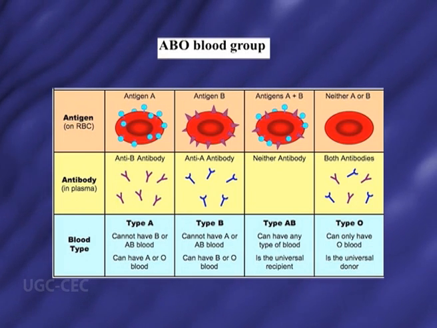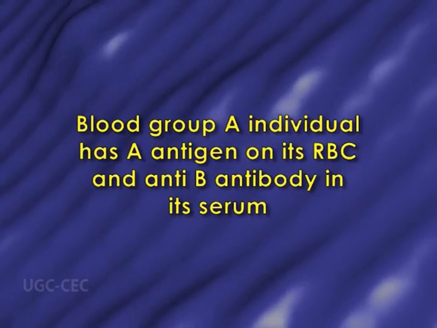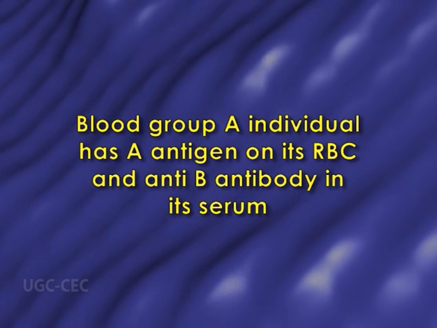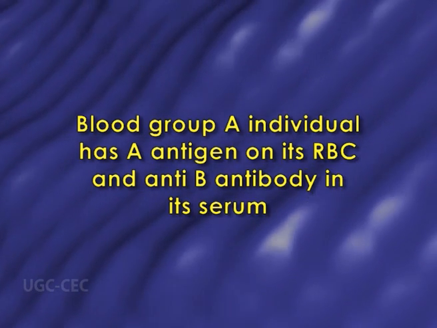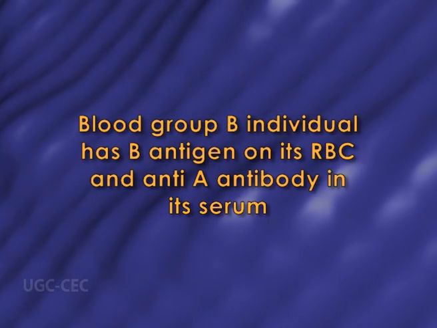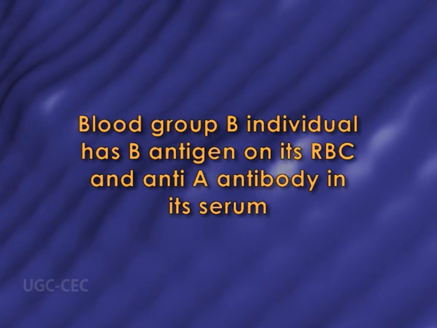The immune system in the A blood group individual, when it sees B epitopes present on a microorganism surface, recognizes the B antigen as foreign and mounts an immune response. Thus, a blood group A individual has A antigen on its RBC and anti-B antibody in its serum. Similarly, a B blood group individual has B antigen on its RBC and anti-A antibody in its serum. So, if an A individual is transfused with blood from a B individual, then what will happen?